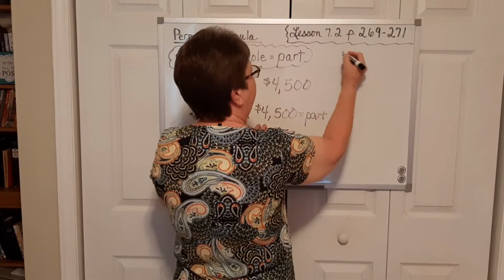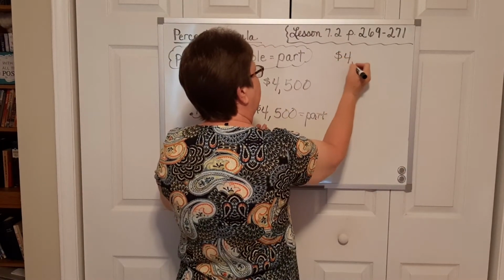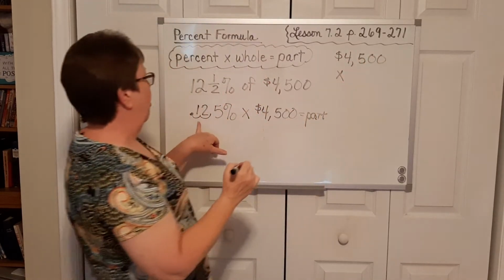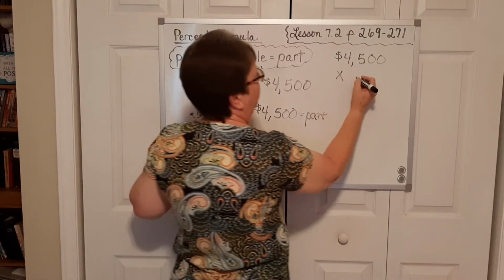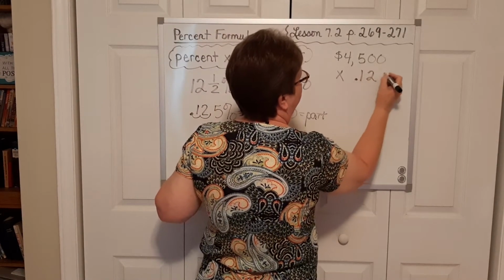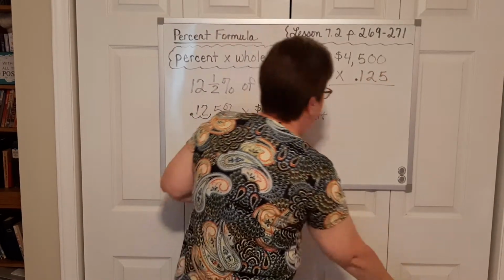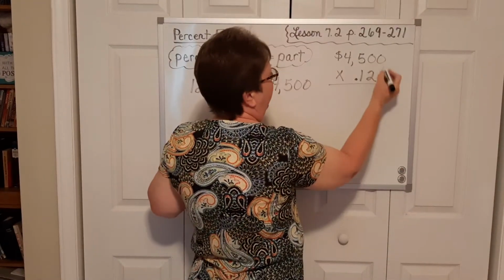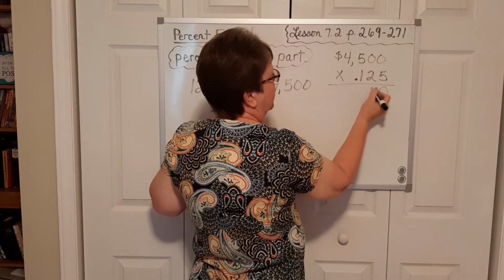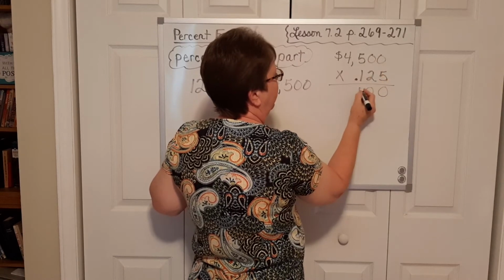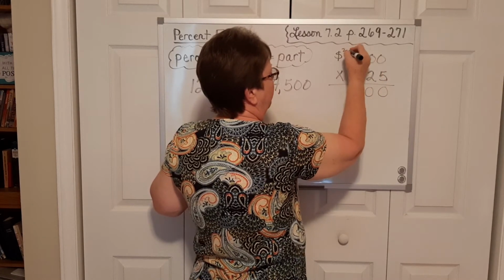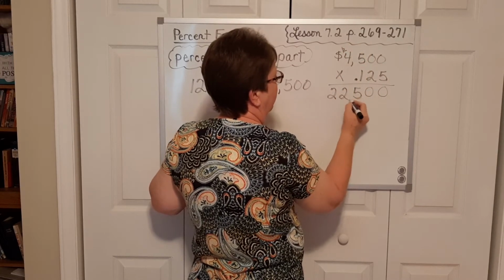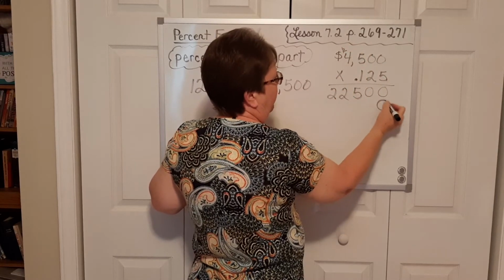Let me get some room over here. Now we're going to take our $4,500 and multiply it by 0.125. Let me go ahead and erase this, it might get in the way a little bit. 5 times 0 is 0. 5 times 0 is 0. 5 times 5 is 25. Carry the 2. 4 times 5 is 20, plus 2 is 22. Now I'll put my placeholder here.